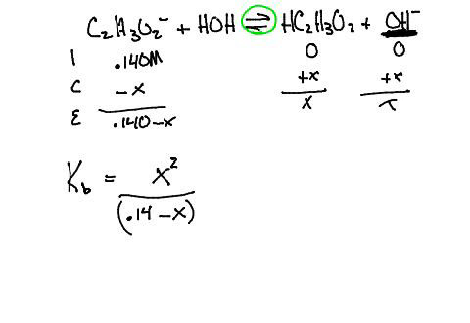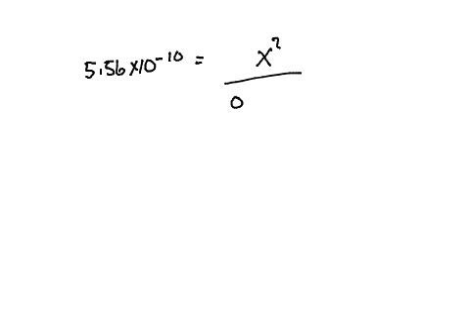So he calculated this value by simply plugging it into this equation. Kw, in case you forget, is 1.0 times 10 to the negative 14. That is correct. So now I'm going to take 5.56 times 10 to the minus 10, would be equal to, what's our concentration? 0.14. x squared over 0.14 minus x.